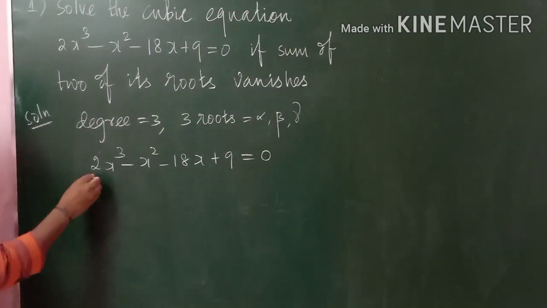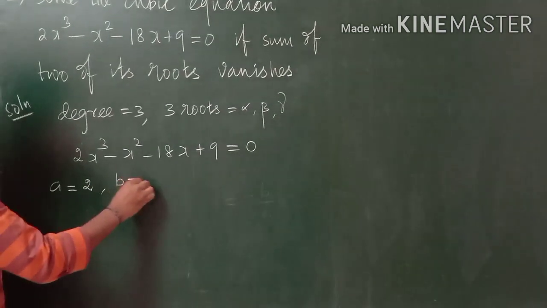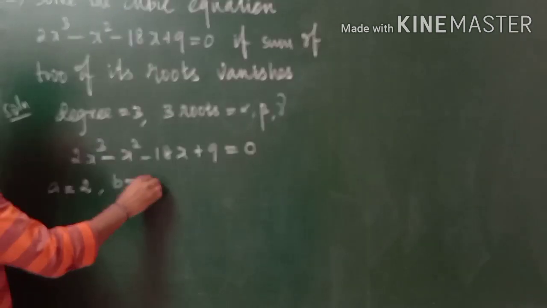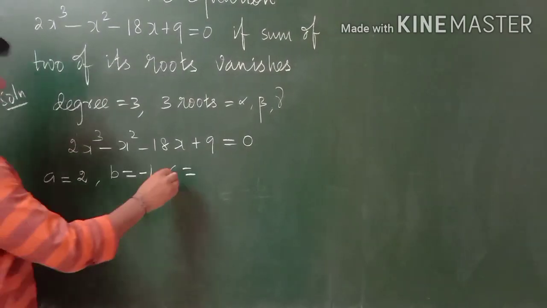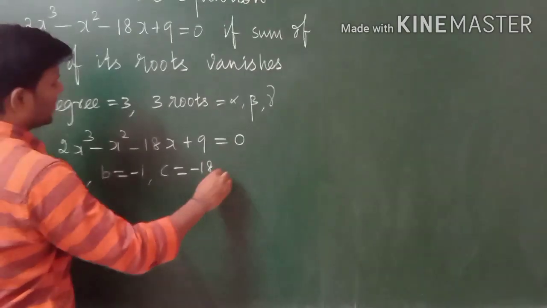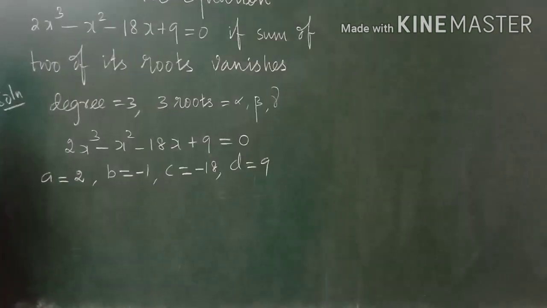Here a is what? Coefficient of x cube. So a is equal to 2. And b is what? Coefficient of x square. So b is equal to minus 1. c is what? Coefficient of x. So c is equal to minus 18. And d is what? Constant term. So d is equal to 9.